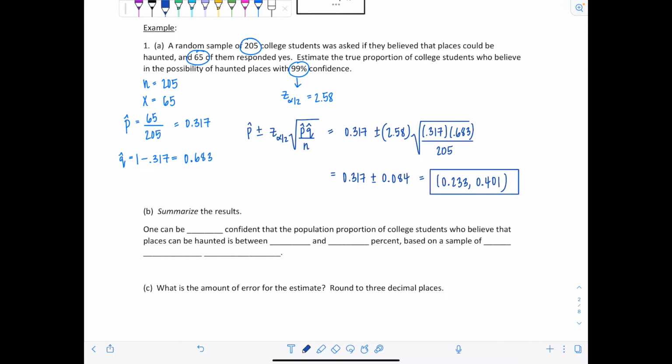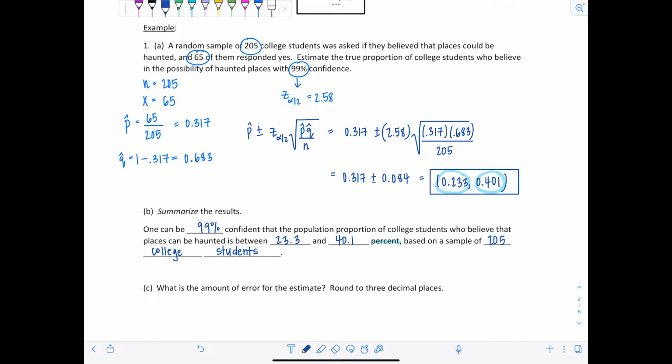All right, good. Let's summarize the results. So one can be blank confident. What was our confidence level? 99% confident that the population proportion of college students who believe that places can be haunted is between blank and blank percent. Since they said percent, I'm going to change both of these values from proportions to percents when I'm summarizing, just because that's the word they used. So that would be 23.3 and 40.1% based on a sample of, what was our sample? 205 college students.